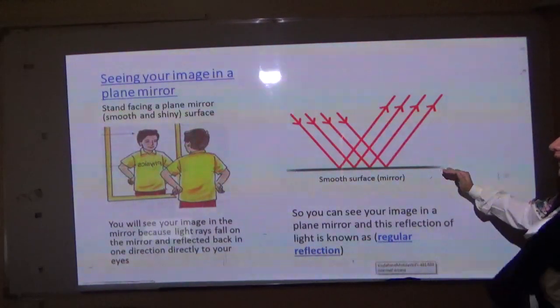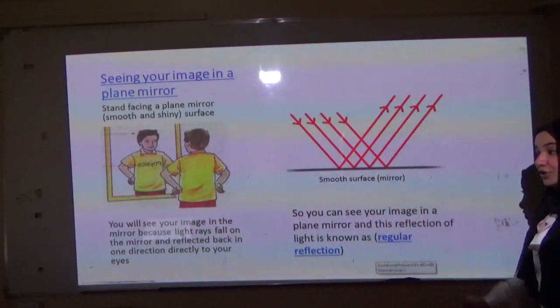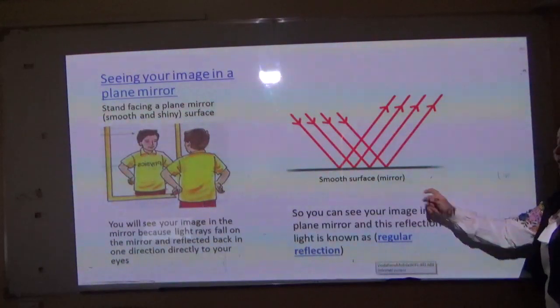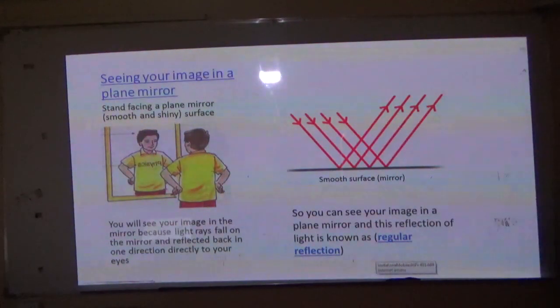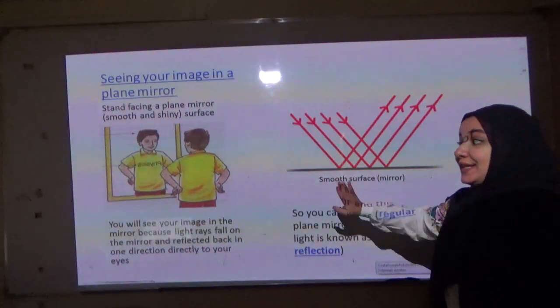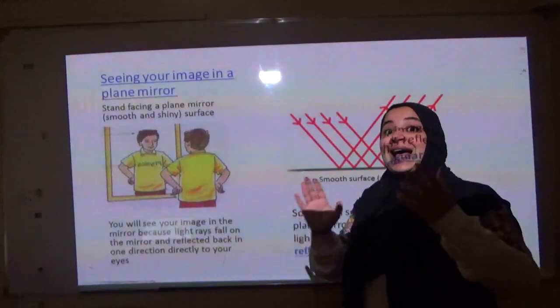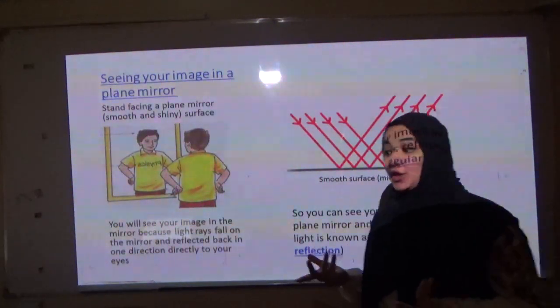So, as I have a smooth and shiny surface, for example, the mirror, this is called a regular reflection. This is called what? A regular reflection. So, this is a proof of how I can see the object.